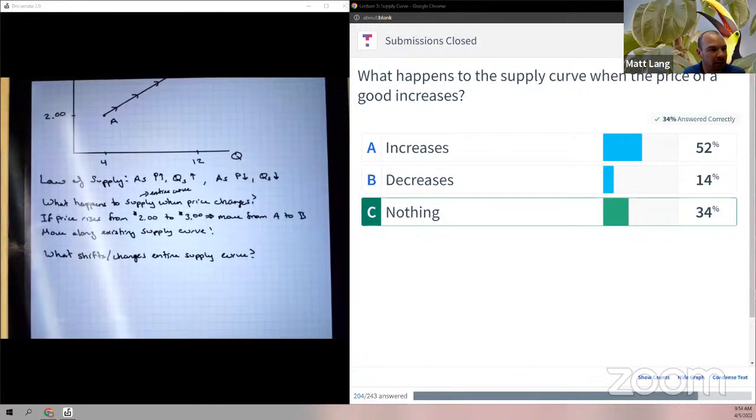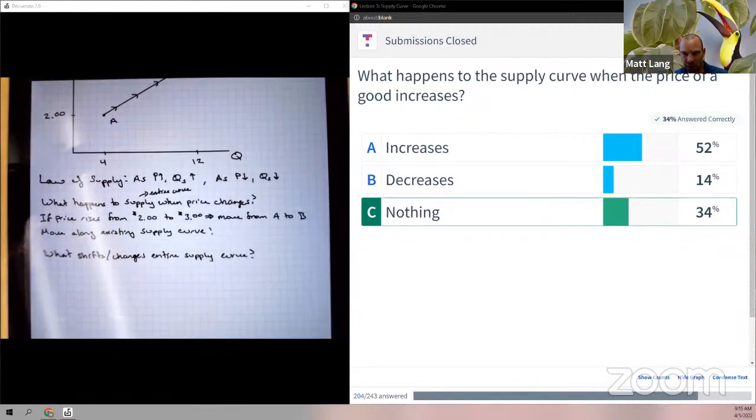So let me bring up the Q&A. So it's good to think of supply going up and down depending on the price. A question on Q&A: I would think that maybe you can simplify it and just think of supply.